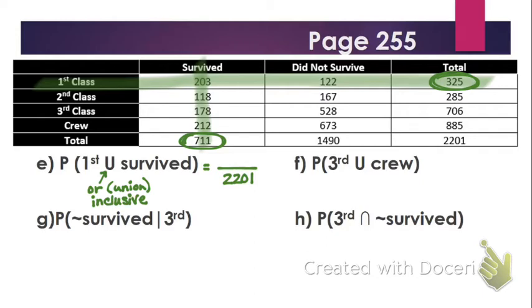But faster than just adding up all the numbers there, 325 plus 711 minus the 203 that we've double counted. Why don't you just change the 325 to 122? You could. You absolutely could. There's multiple ways of coming up with this answer. This is one way that I can calculate that quickly if I grab my calculator. You could also do the 711 plus 122 and get the same exact answer. What are we getting? 833.